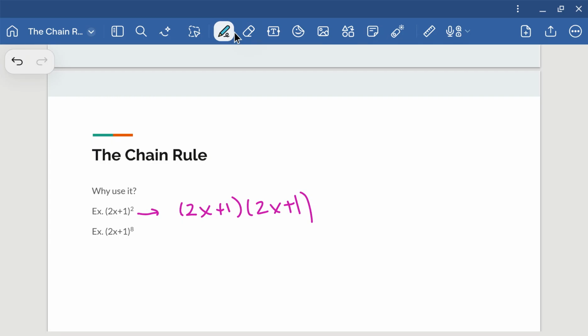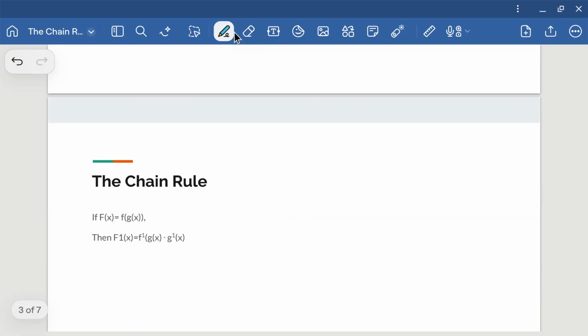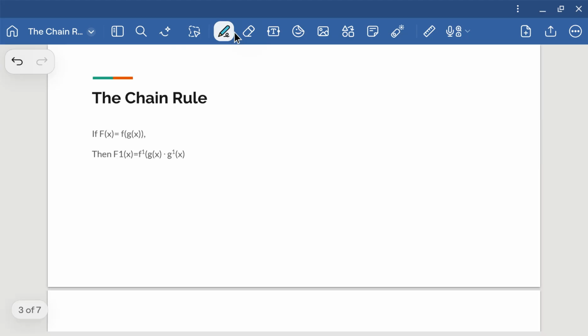What if instead of having an exponent of 2, you had an exponent of 8, and then you'd have to multiply (2x + 1) out 8 times? Not that you can't do it, but it would get a lot harder, or I guess more messy, and there is a faster way of getting there, and that is the chain rule. So what the chain rule is: if you have a function, you take the derivative of the outside and then you multiply it by the derivative of the inside.